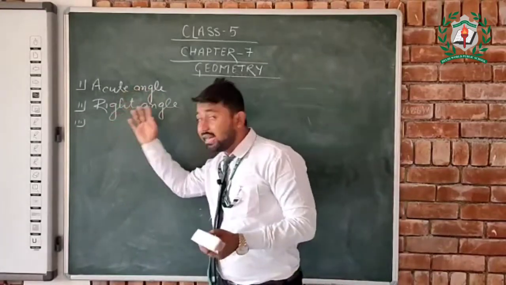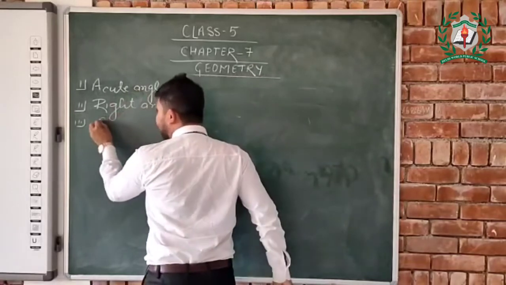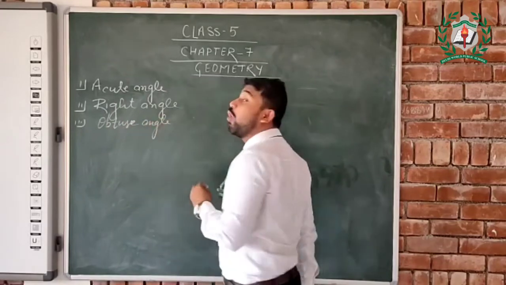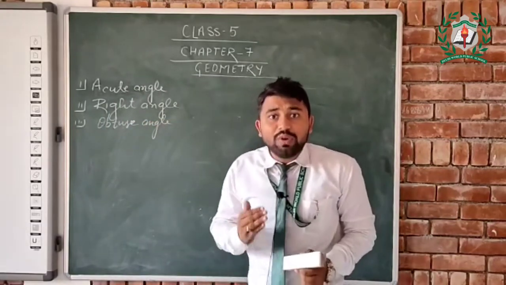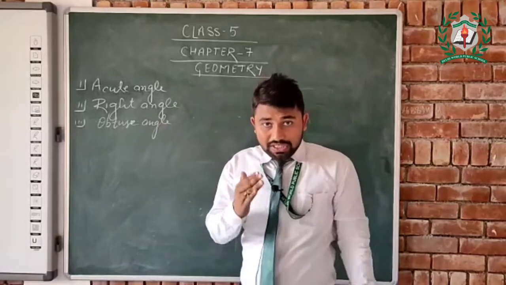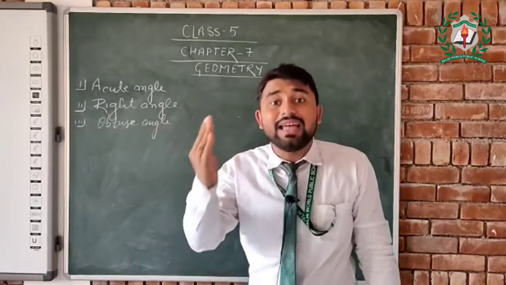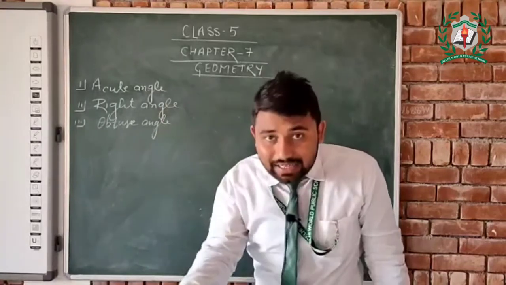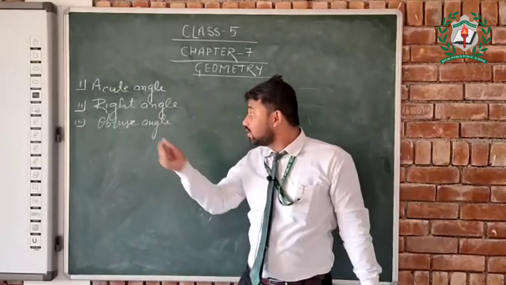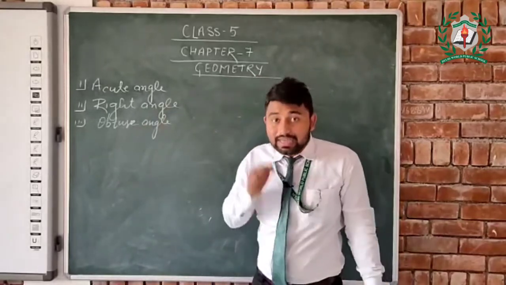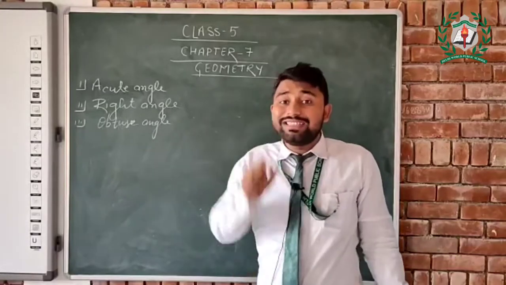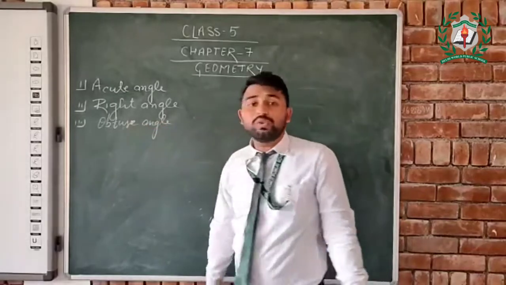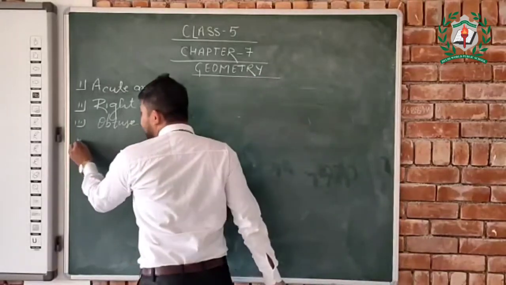Acute done, right done. Now the next one is obtuse angle. Obtuse angle means what? An angle which is greater than 90 degrees but less than 180 degrees is called an obtuse angle. Again I am repeating, an angle which is greater than 90 degrees and less than 180 degrees is called an obtuse angle.